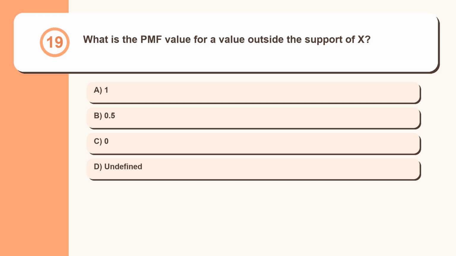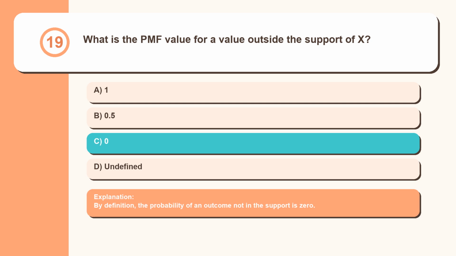Question 19. What is the PMF value for a value outside the support of X? 1, 0.5, 0, undefined. By definition, the probability of an outcome not in the support is 0.